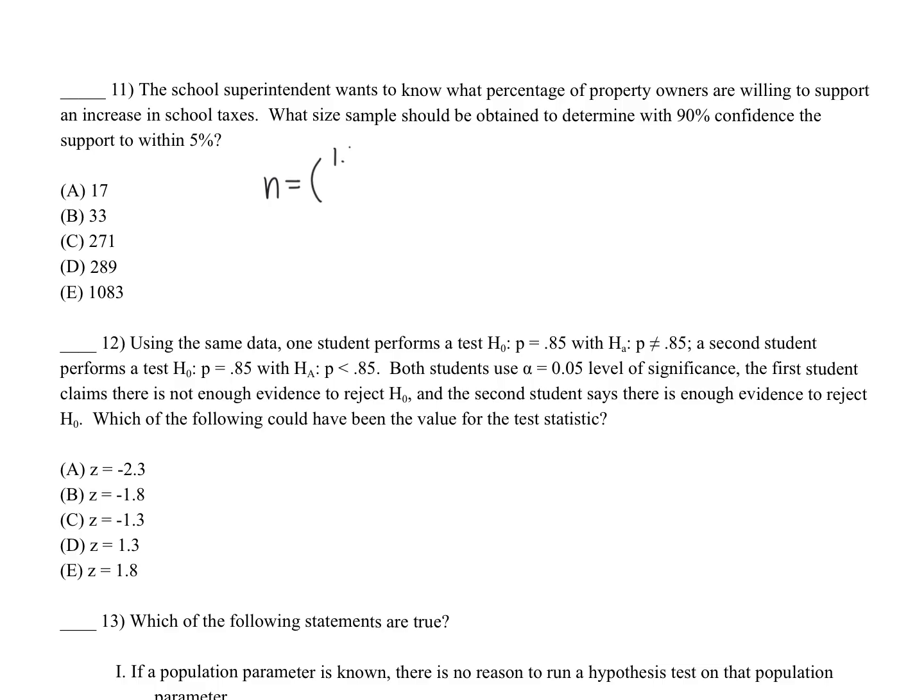So with 90% confidence, our critical value is 1.645, margin of error 0.05, squared, and then not given a previous p-hat, so we use 0.5. And we're going to get 270.6, which we have to round up. So it's going to be 271.